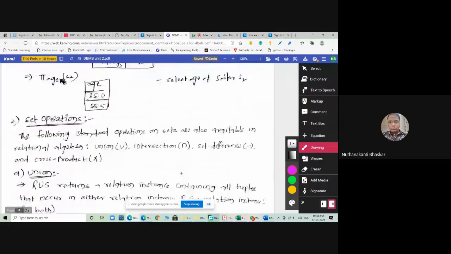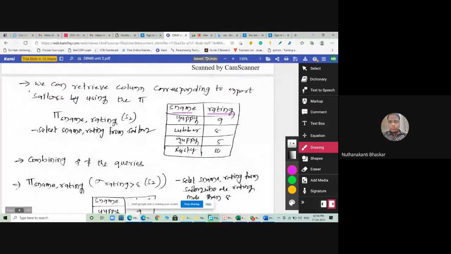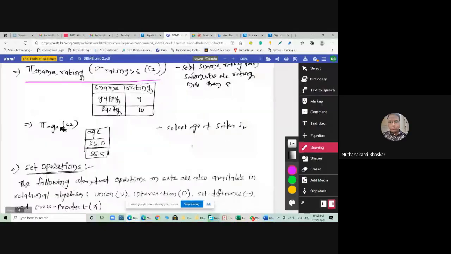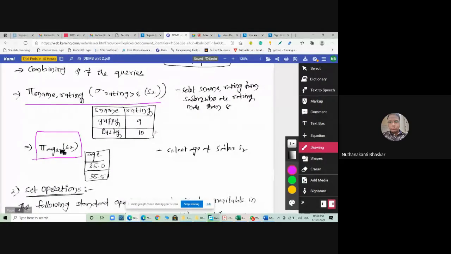The answer is like this: pi of S name, rating, of sigma of rating greater than 8 of S2. This is exactly the query I just explained. Clear? Even if you want to select only one particular column, you can write pi of age of S2 like that. These are the selection and projection operators we have in relational algebra.